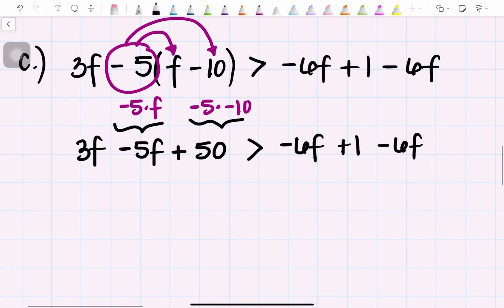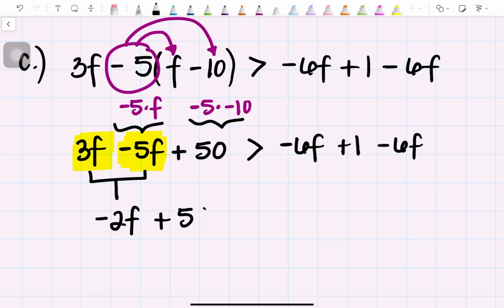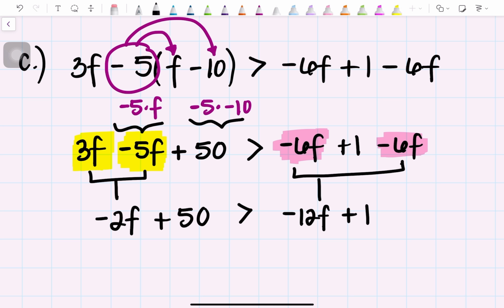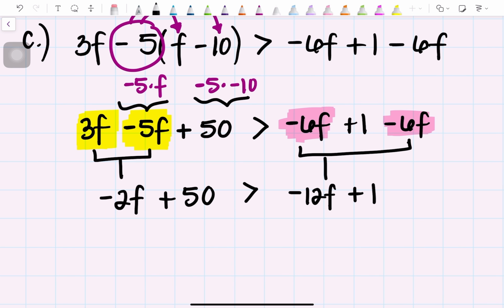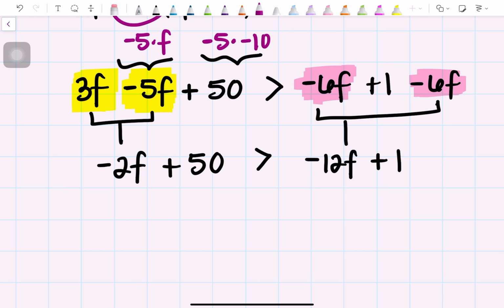From there, let's go ahead and combine like terms. So I'm going to combine these two, a 3f minus a 5f. Opposite signs, guys, subtract: 3 minus 5 is actually going to be a negative 2f. Plus a 50, let's bring that down, is greater than, on the other side, I could actually combine a negative 6f and another negative 6f. That would give us a negative 12f plus 1. So we did distribution, we combined like terms.